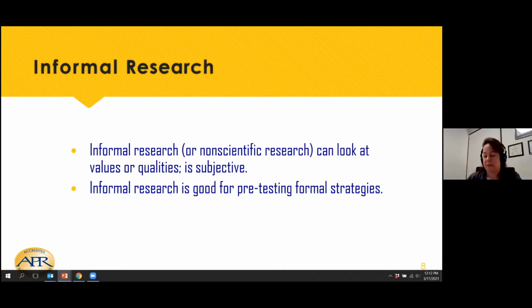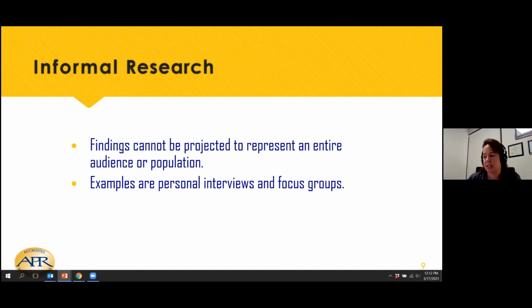So that was an example of some formal research, and obviously it was used to make some changes. Informal research, or non-scientific research, can look at values or qualities. It's more subjective. Informal research is good for pre-testing formal strategies. The findings of informal research cannot be projected to represent an entire audience or population. So examples would include personal interviews and focus groups.